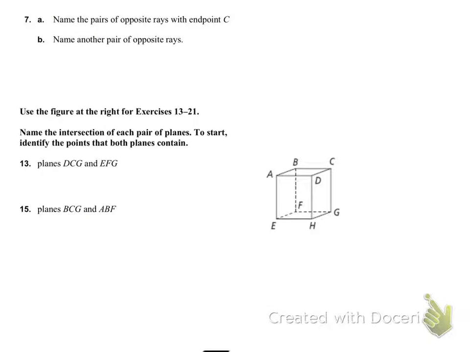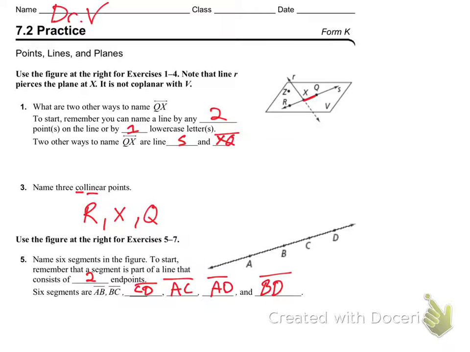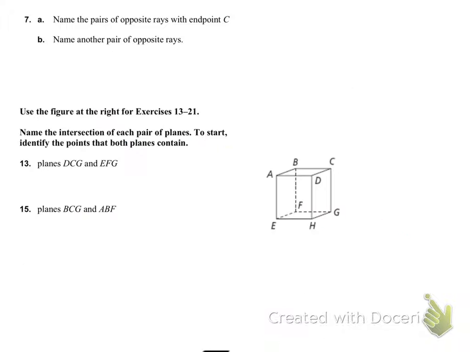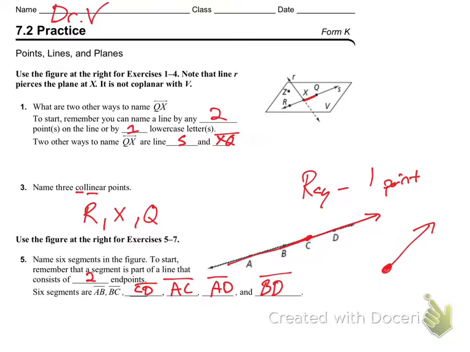Name the pairs of opposite rays with endpoint C. So if we go back here, this is our endpoint. A ray has 1 endpoint and it goes on. So if we start at C, we can just go this way. It'd be CD, or it could be CB or CA. So name the pairs of opposite rays. If we're doing the opposite rays, it'd be CD and then CA, right?